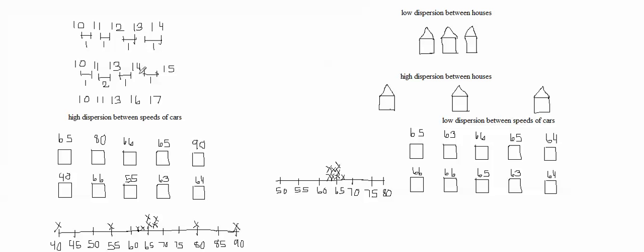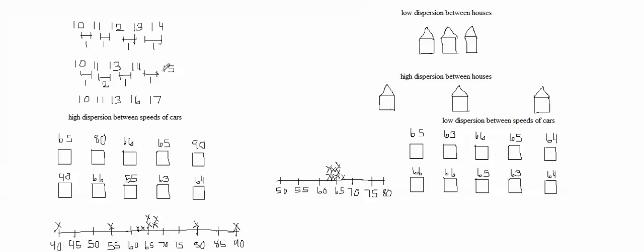We have a set of numbers with a medium amount of dispersion, and we have a set of numbers with the highest amount of dispersion. So as we go from this list to this list to this list, the dispersion is going up. This list has more dispersion than this list, and this list has more dispersion than this list.